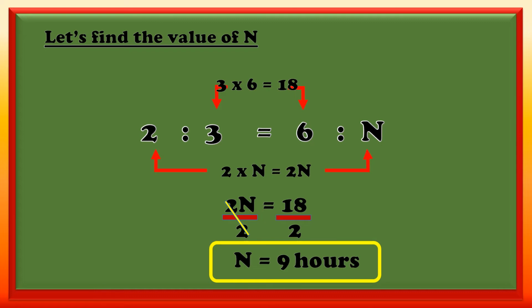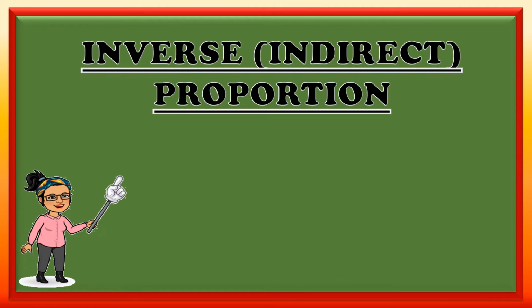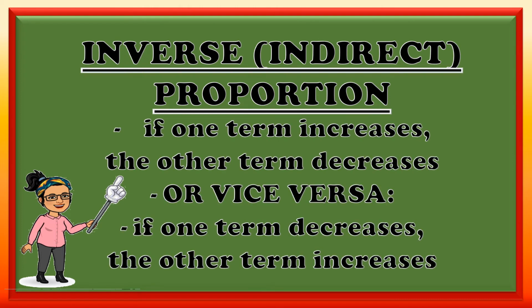Questions? Okay, very good. Now let's have inverse or indirect proportion. Inverse proportion states that if one term increases, the other term decreases, or vice versa. If one term decreases, the other term increases. Did you get that? Very good.